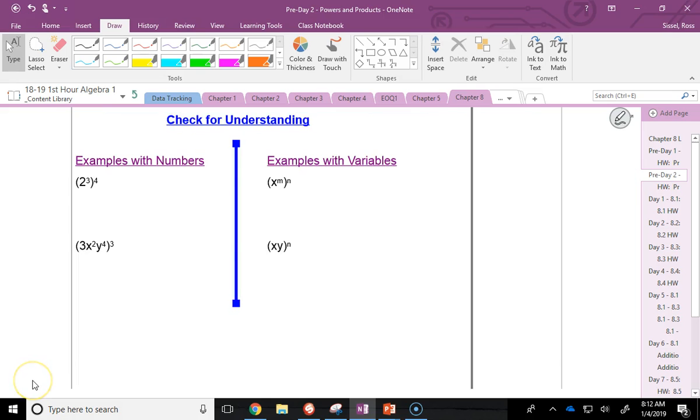Okay, so we're going to jump down to this one. We'll finish up our review and then you guys can work. I'll look and make sure, and on Monday we'll talk about those with the distributive. So, examples with numbers. Go ahead and solve. What do you think these answers will become? Do the examples with numbers and do the examples with variables.